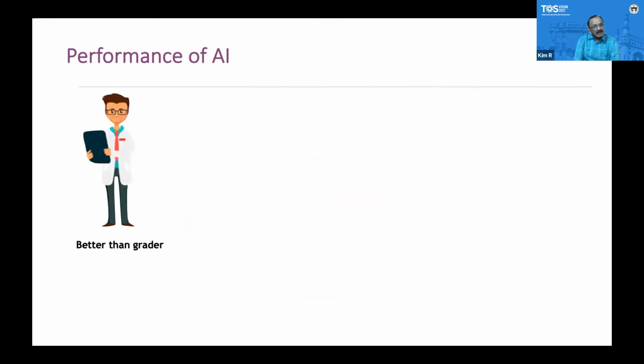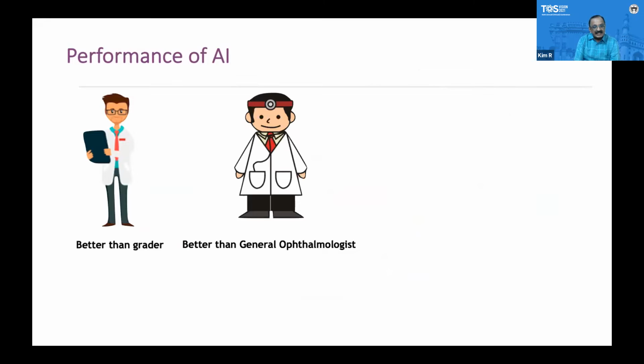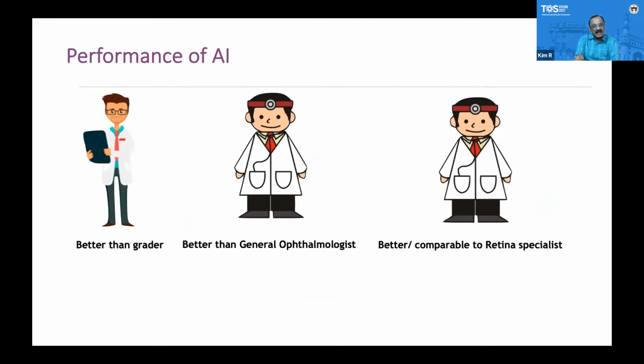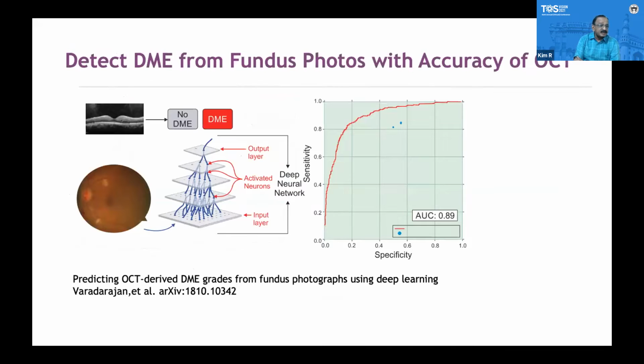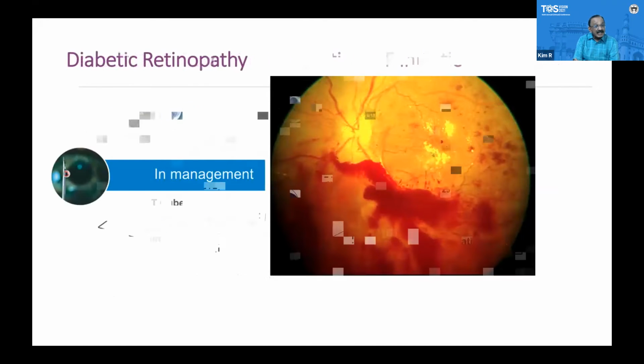Over time, in many of the validation studies, it's been seen that the AI algorithm does much better than the grader or better than a general ophthalmologist, and it is almost comparable to a retina specialist. How it can help in diagnosis. Today, there are tools, and a lot of work is happening on detecting diabetic macular edema just using fundus photos with almost the accuracy of the OCT. I'm sure this will soon be available on almost every fundus image fitted with these algorithms.